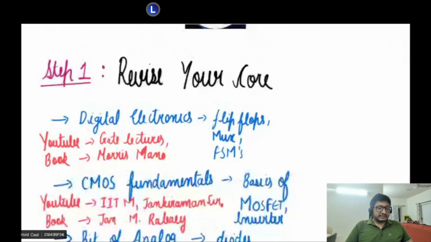So the first thing when you look to revise your core or go and build your fundamentals is digital electronics. For VLSI, the most important topic is digital electronics. The portions in digital electronics which you should focus on are flip-flops, muxes, FSMs. If you go on to become a digital VLSI design engineer where you design RTL or you do verification, these three topics won't ever leave your hand until you retire, right? So these things are most important and you should go through them as soon as possible.